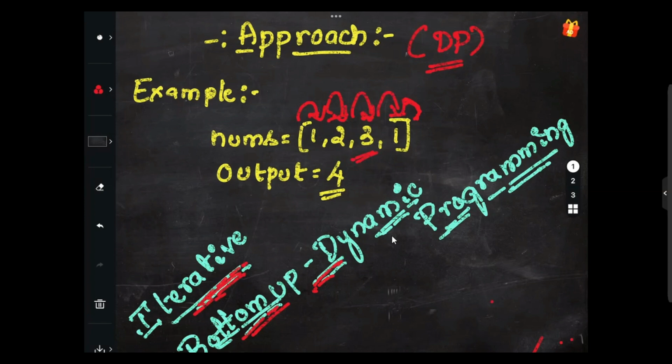We are going with iterative bottom up, which means instead of starting from this index, we will be starting at the last index. So let's see this one further. Just keep in mind that we are going with iterative bottom up dynamic programming, right?